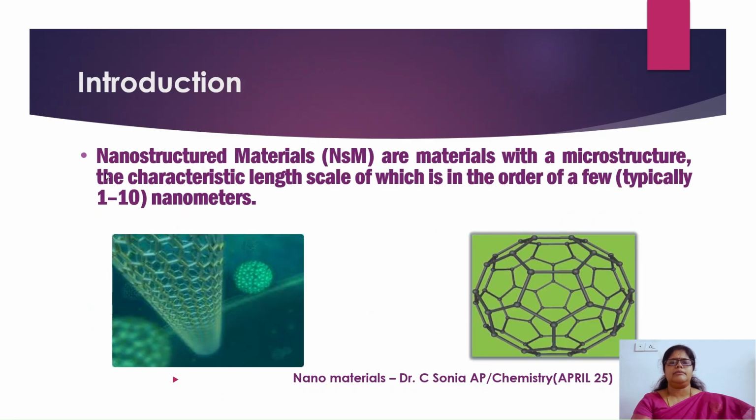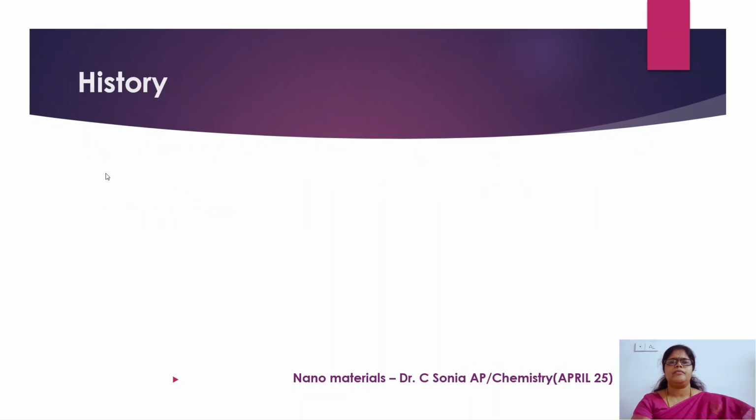So we can see in this picture a carbon nanotube and fullerene molecules, which is C60. Nanostructure materials are the materials with a microstructure, the characteristic length scale of which is on the order of a few nanometers, that is typically from 1 to 10 nanometers.